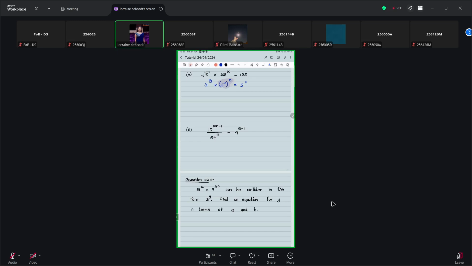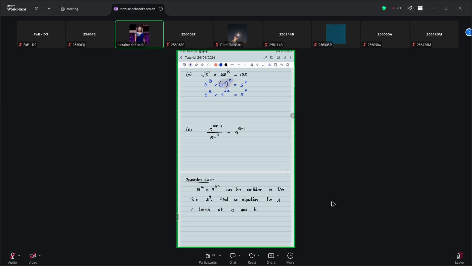So in here, 5 to the power half into 5 to the power 2x. 2 into x is 2x. So 5 to the power 2 to the power x means 5 to the power 2x. So it's equals to 5 to the power 3.